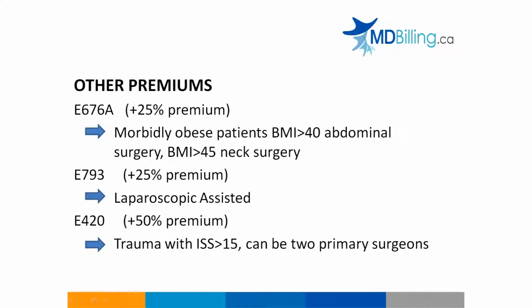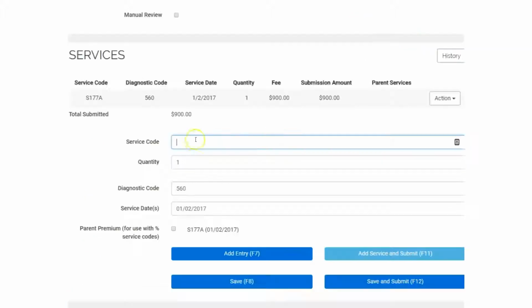There are also other premiums you can include for procedures. As an example, you operated on a female patient who was morbidly obese, BMI 42, with a bowel obstruction. You will bill S177 and E676.